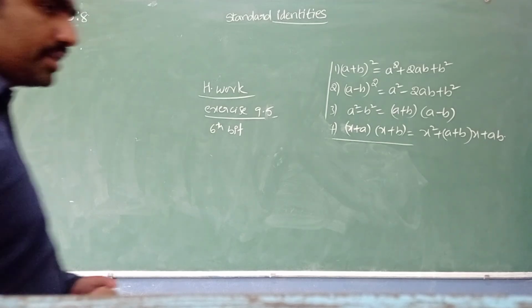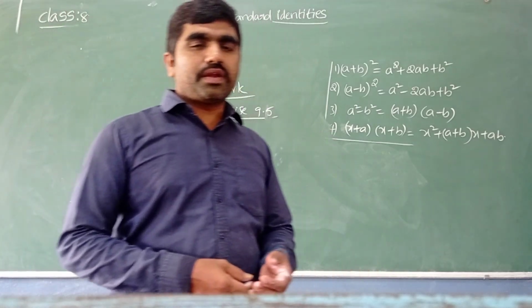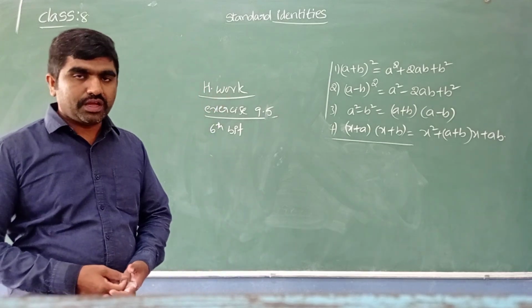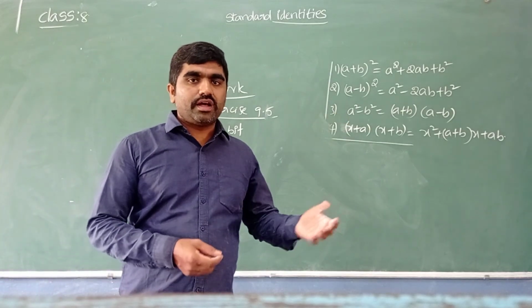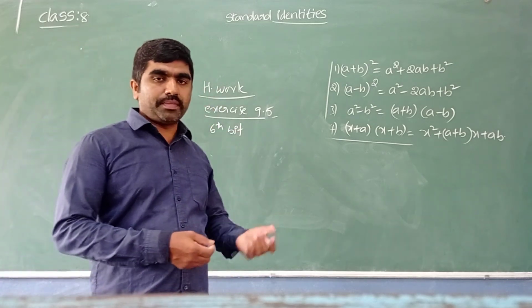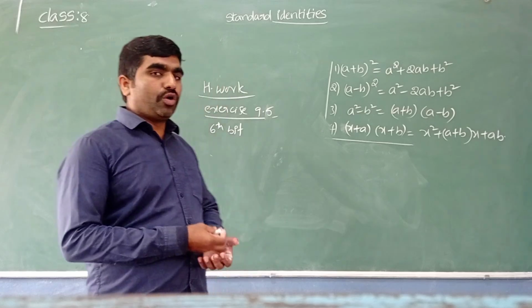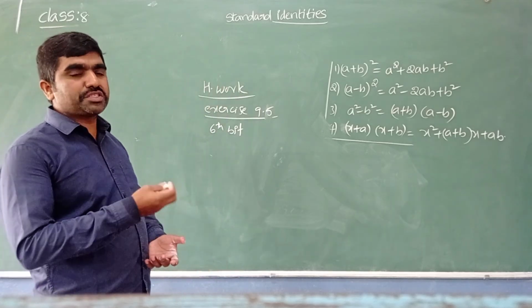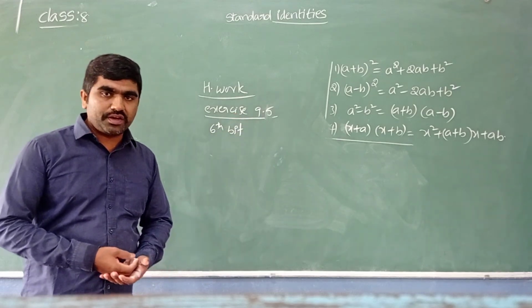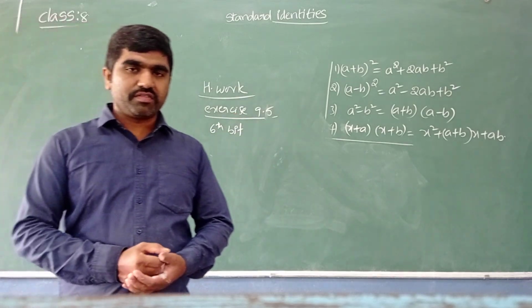Yes, children, in today's class we learned about what is an algebraic expression, algebraic equation, algebraic identity, and also some standard algebraic identities. Based on that, I explained a few applications like multiplication. Hope it is clear for everyone based on the knowledge. From exercise 9.5, the 6th bit you can complete in the class work. Thank you. We'll meet next class.